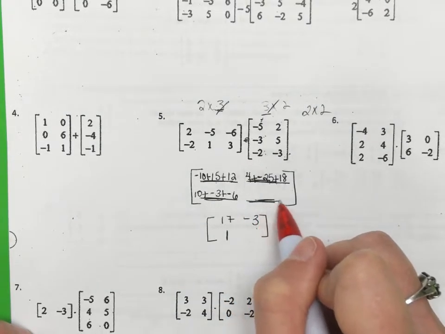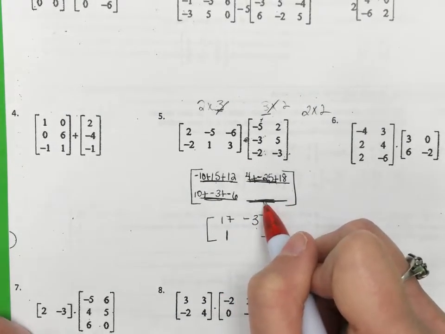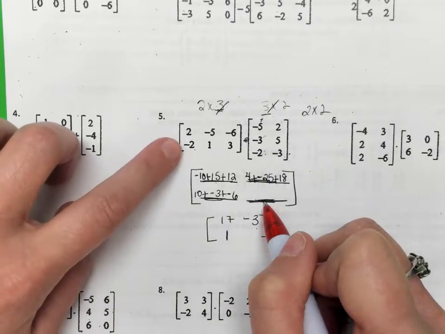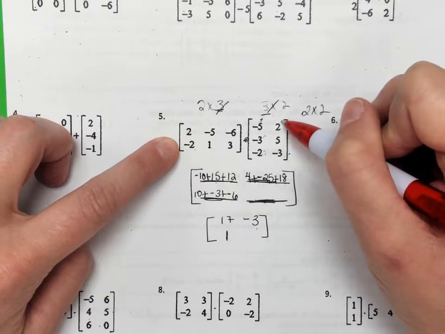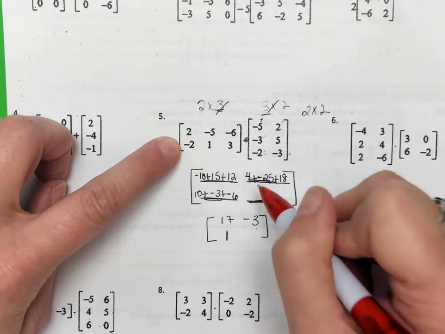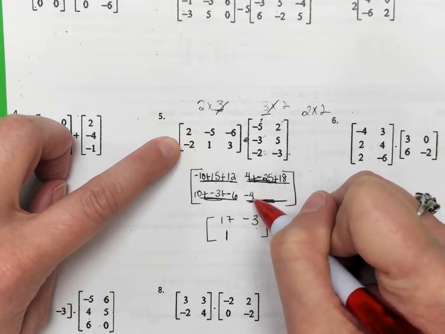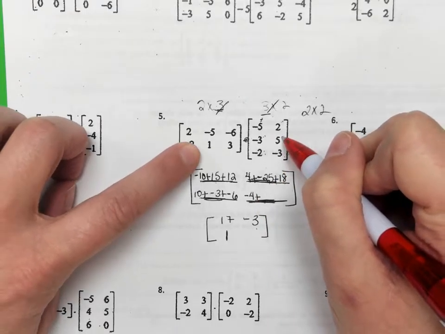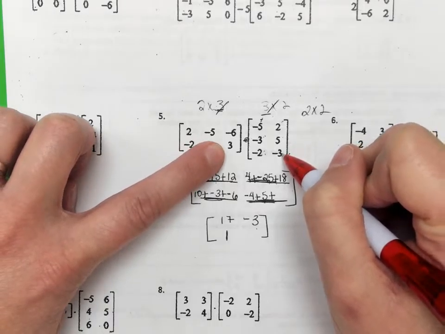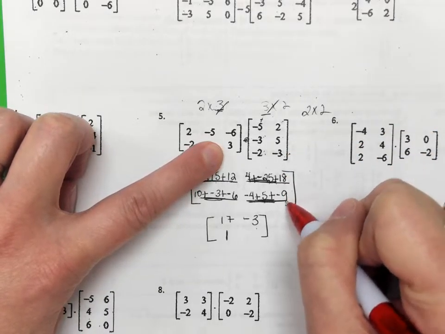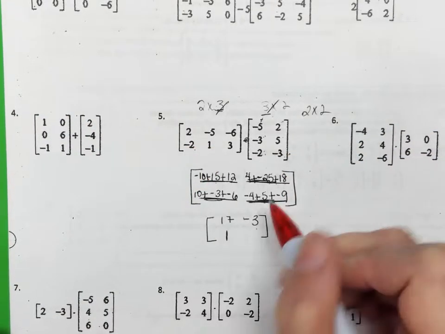All right, last one. First row or second row? Second row. First column, second column? Second, so I'm going to use this one. What's -2 times 2? -4. Plus 5. Plus -9. Add them all together, and what do you get? -8. There you go.